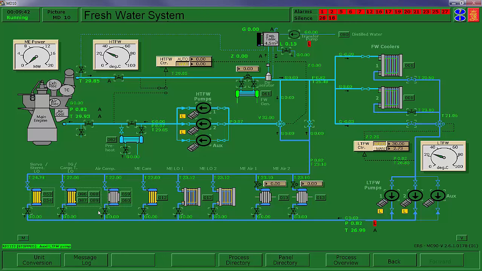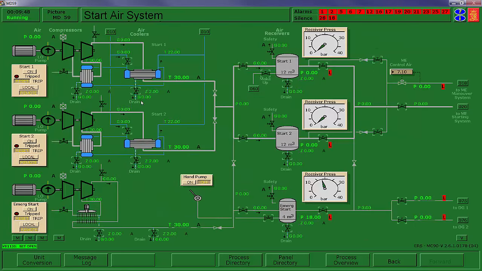And then we're going to go down and open the root valve to all the air compressors. We'll go to 59, which is on the start air page. We're going to line up to both the start air compressors. These are to their inner and after coolers. I'm also going to line up to their emergency start tanks at this time.